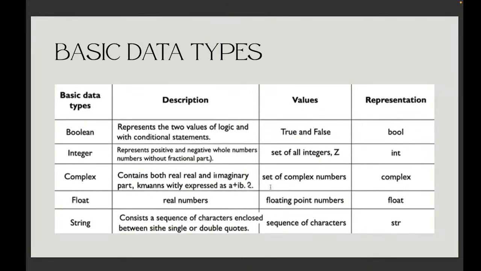Now we will look at the basic data types in Python. First of all, we have Boolean, which is represented with the keyword bool, and it has the values true and false. Then we have integer, which is a set of all integers, just like in mathematics, and the representation is int. Then we have complex numbers, which is a set of all complex numbers, and the representation is complex. Then we have float, which contains floating point values, and the representation is float. Then we have string, which is just a sequence of characters within single quotes or double quotes, and the representation is str.